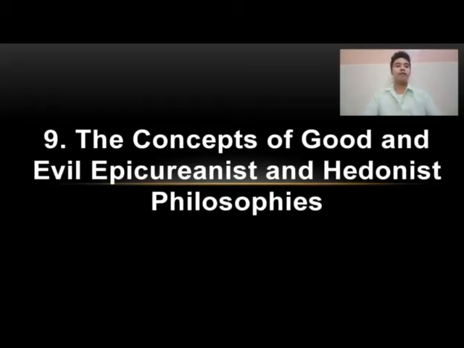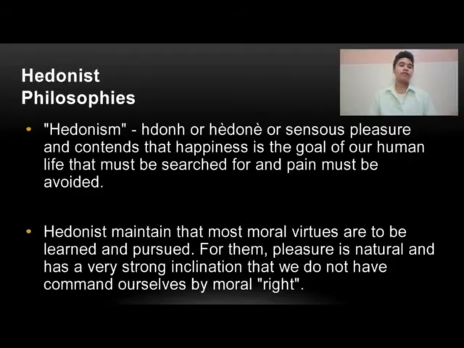Continuing chapter 5, number 9, the concepts of good and evil, Epicureanist and hedonist philosophies. Hedonism, from hedon or sensuous pleasure, contends that happiness is the goal of our human life that must be searched for, and pain must be avoided. So hedonists maintain that the most moral virtues are to be learned and pursued.